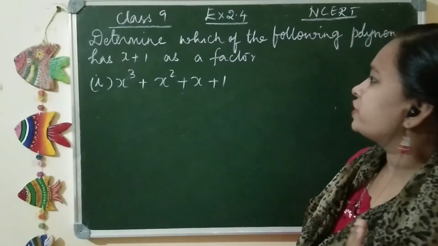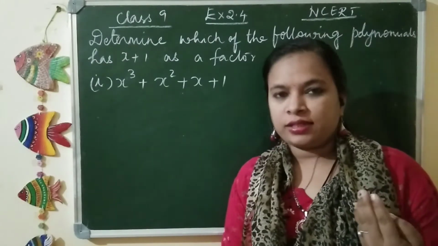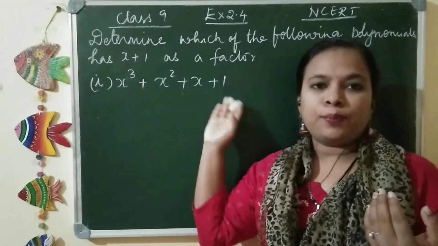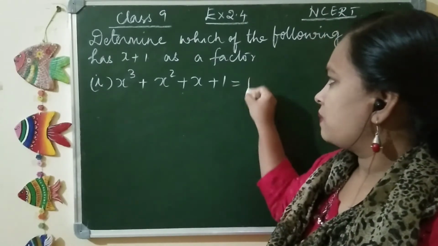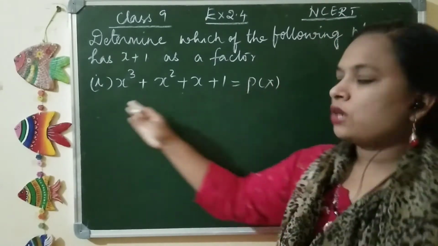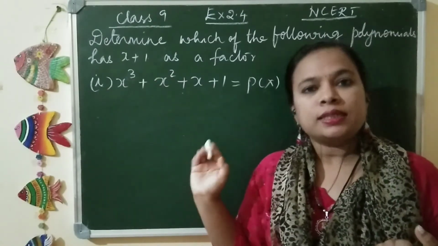Now exercise 2.4. Determine which of the following polynomials has x plus 1 as a factor. When a polynomial is given like this, it is considered as p of x. This becomes the dividend, and x plus 1 is the divisor.